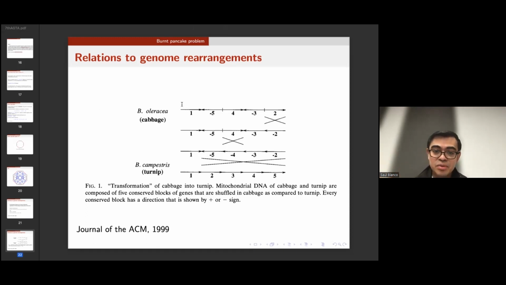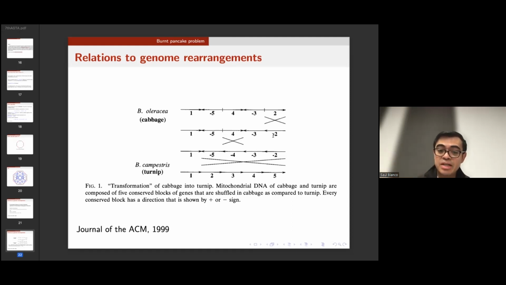Suppose that this is the genome sequence representing cabbage, and this is the genome sequence representing turnip, which is another, I think, vegetable. Then what they do in this paper is, well, one way that a species will evolve is by doing these flips, these reversals.